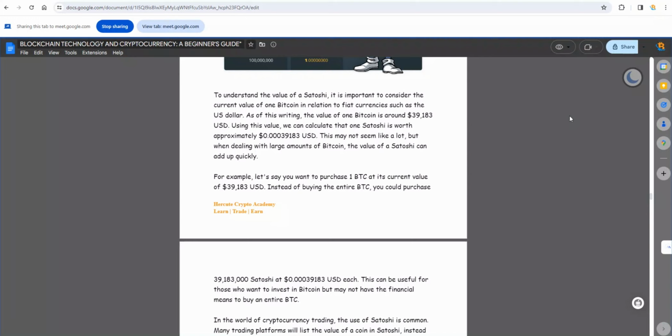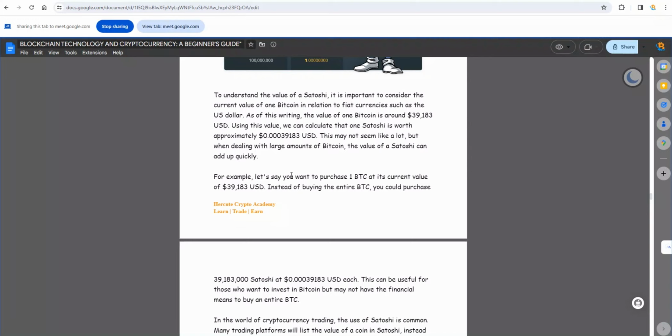As of this writing, the value of one Bitcoin is around, let's say, 39,183. So using this value, we can calculate that one Satoshi is worth approximately, you just need to multiply this number by 0.00000001 BTC, and you are going to get this amount, okay? This may not seem like a lot, but when dealing with large amounts of Bitcoin, the value of Satoshi can add up quickly.